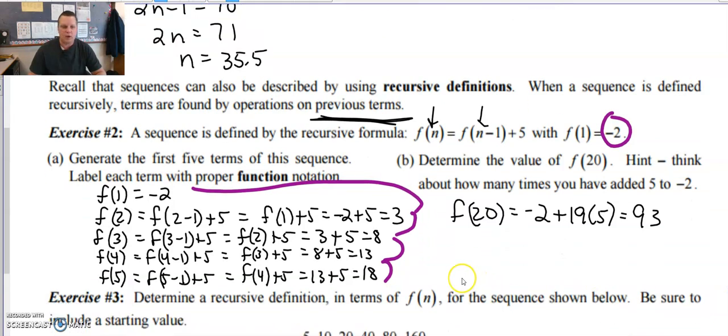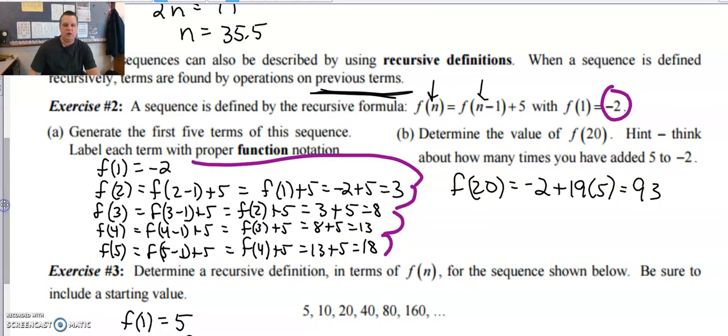Okay? Now the next one, and this is not uncommon, you might have to determine the recursive definition. So if they want the recursive definition, it says to be sure to include the starting value. So my starting value is f of 1 equals 5. Now what you want to do is look at a relationship. You want to find a pattern. You did this probably in middle school where you're finding patterns and finding the next 3 values in the pattern.